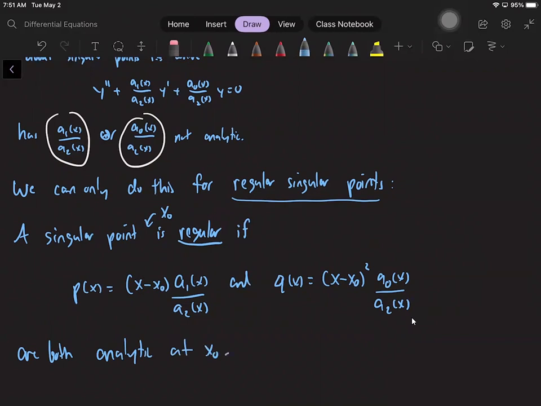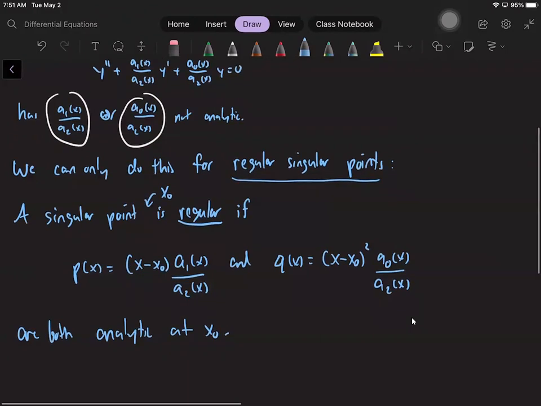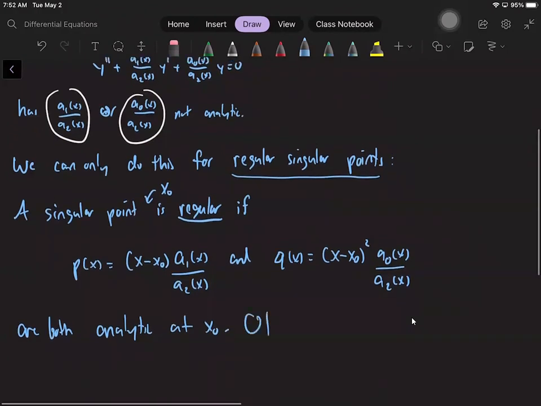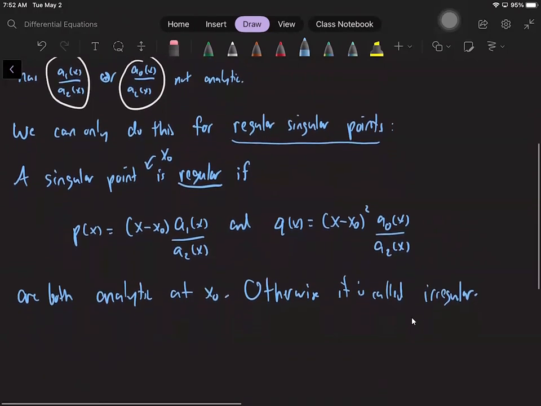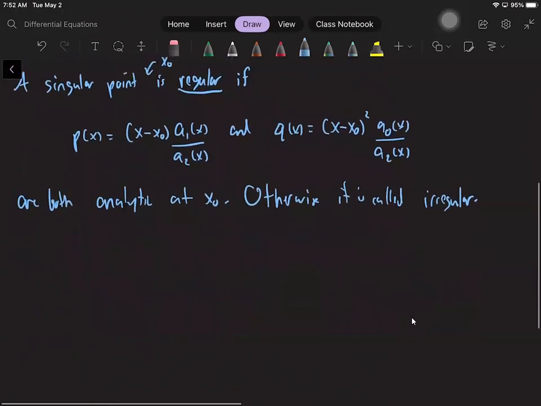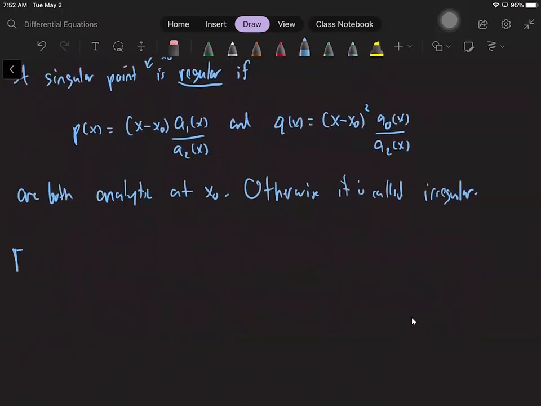So again, you're really just going to be looking for division by zero. So if it's not this, then it's called irregular. Okay, so for most cases, you're looking for division by zero. There are other ways to not be analytic, like with logs and stuff, but mostly it's going to come from division by zero. Okay, so let's see an example here.